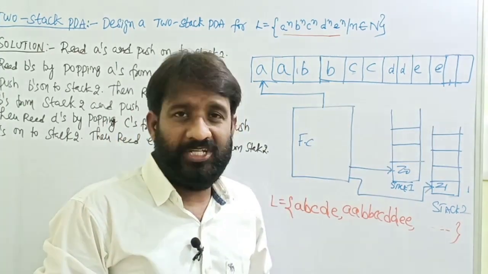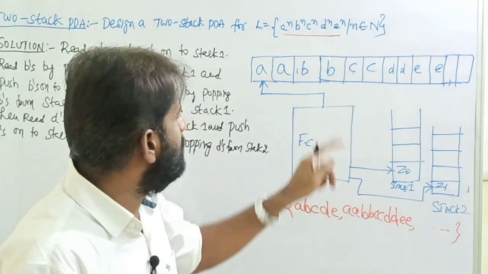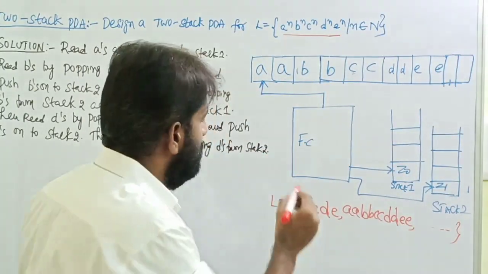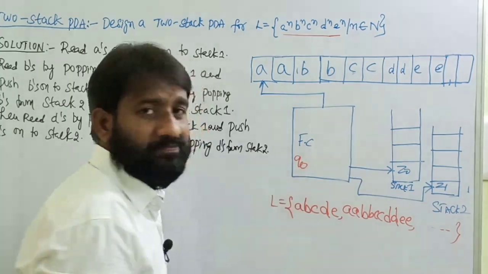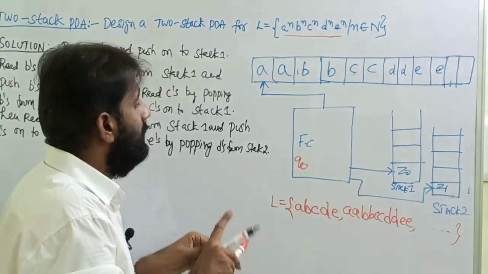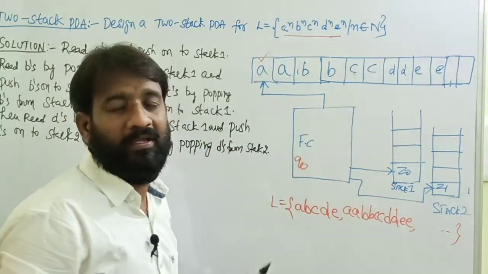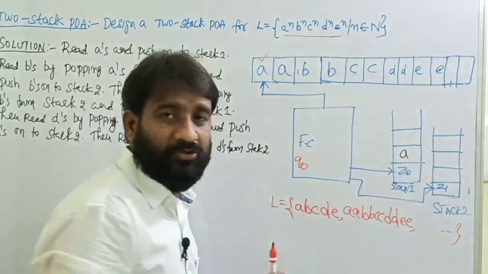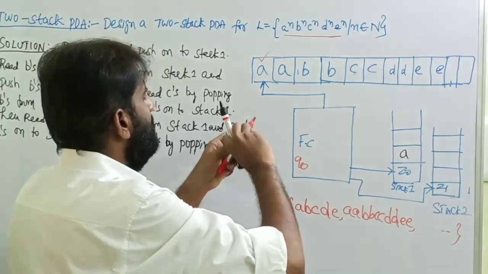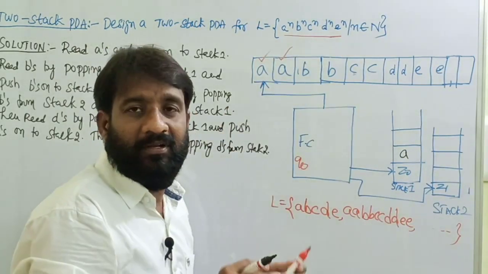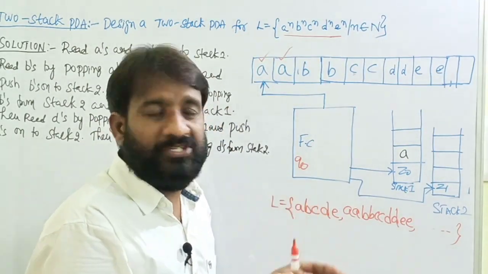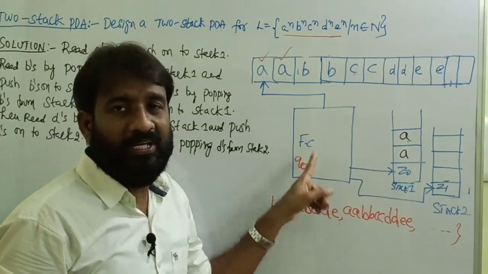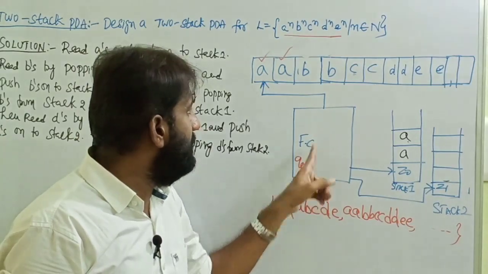Let me explain this logic by taking the example string AABBCCDDEE. Let's assume the state is Q0. First read input symbol A, add A onto stack 1 by doing a push operation. Then read the second A, add the second A onto stack 1 without doing any operation on stack 2. On state Q0, the A's are completed. Let's assume that B's are started.